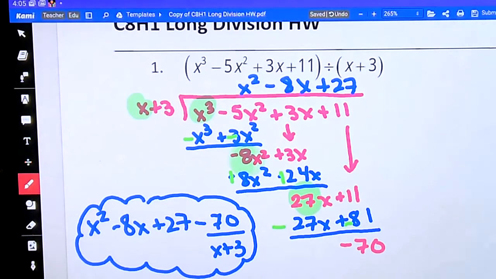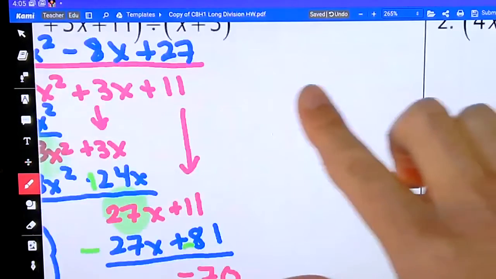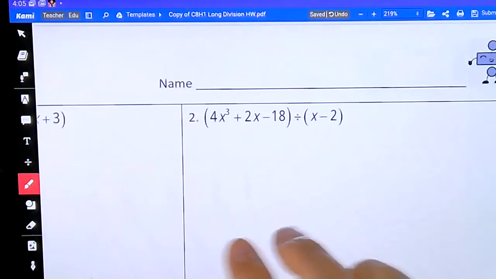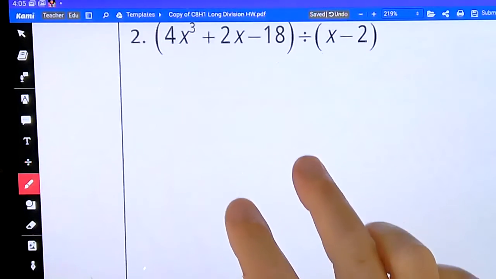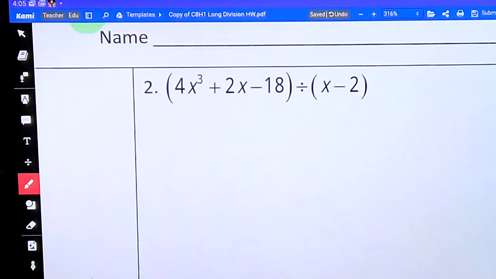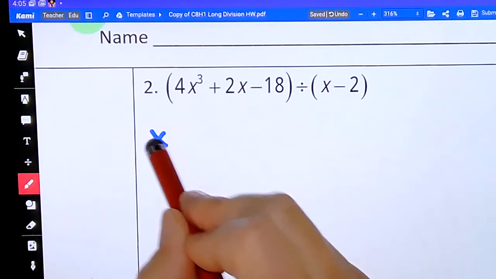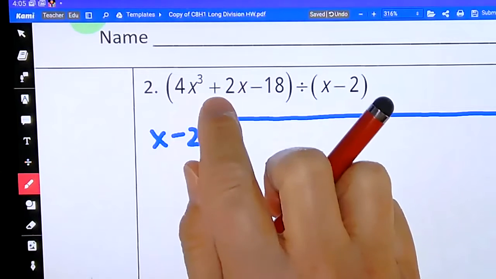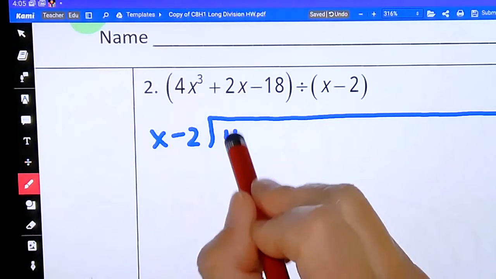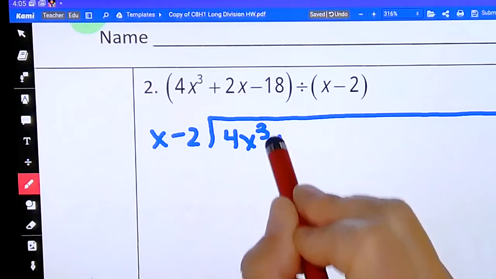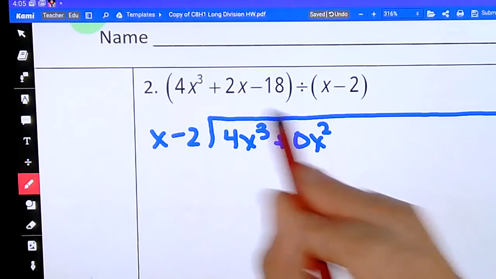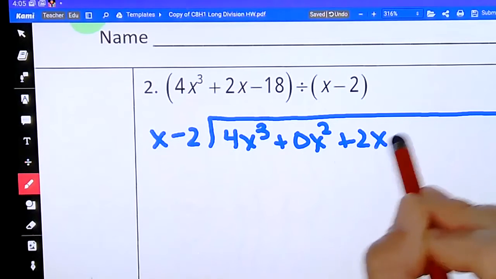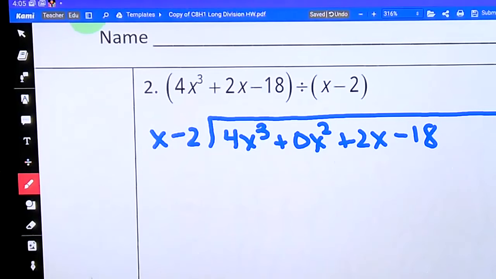On number 2, a couple things to pay attention to. Let me set it up, x minus 2 into. You'll notice I have an x to the third, but I'm missing an x squared term, so I'm going to put a 0 there. So I'm going to have a 4x cubed plus a 0x squared, and then I have my plus 2x and my minus 18.